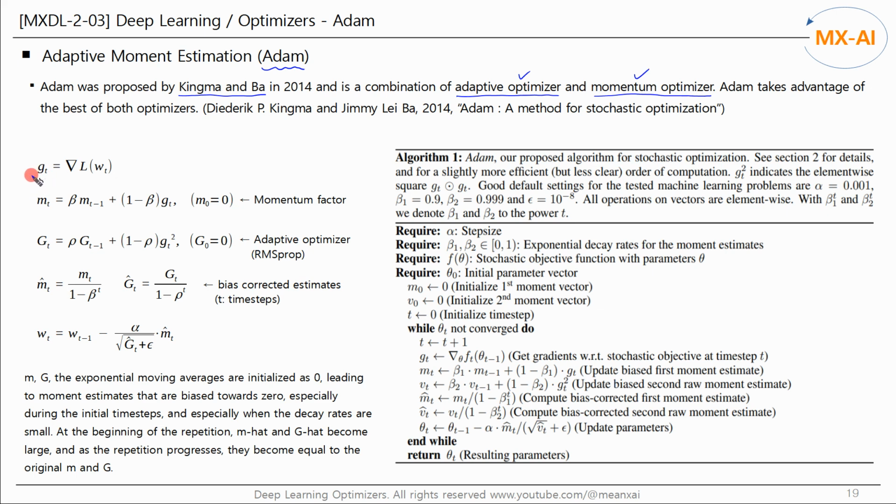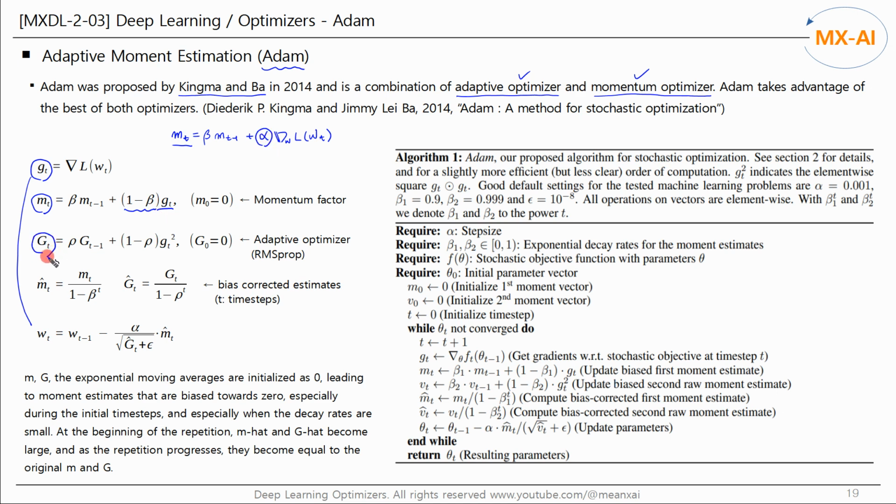The formulas for the Adam optimizer are as follows. G is the gradient of the loss function L with respect to W, and M is the momentum factor. The momentum component is obtained from the exponential moving average of the gradient. In the momentum optimizer, the momentum vector was calculated as follows. In the Adam optimizer, it calculates the exponential moving average using 1 minus beta instead of learning rate alpha.